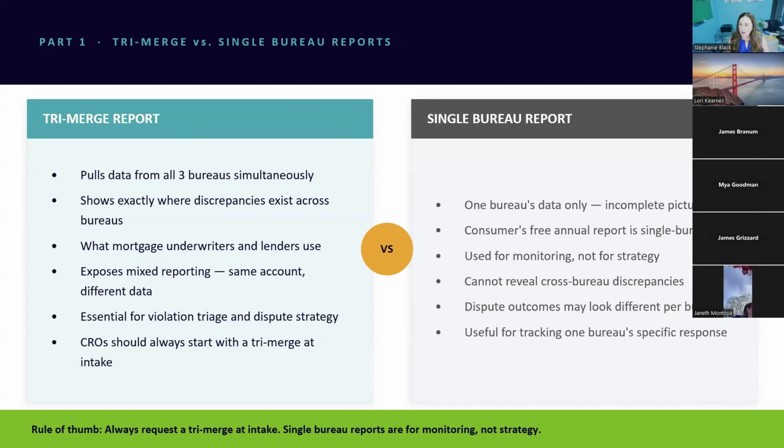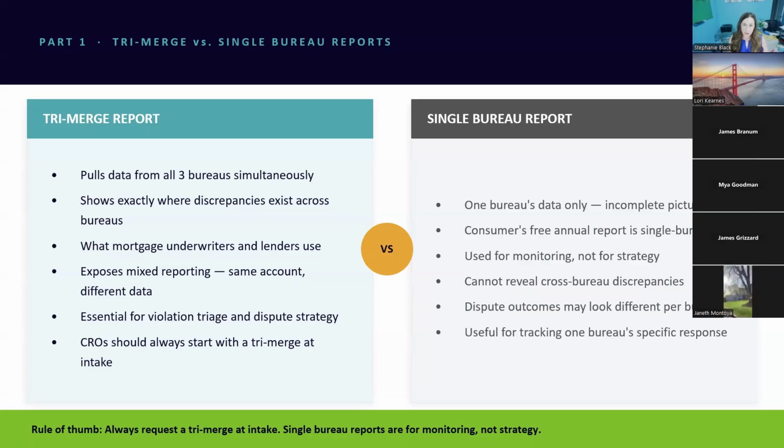Mortgage underwriters and lenders are using tri-merges. They're using FICO 2, 4, and 5, and soon they're going to be using VantageScore 4.0. But they always use a tri-merge credit report to pull from, unless they're just doing a one bureau report. But you need to know the difference. On a tri-merge, you can also see mixed reporting. In one bureau, you can't really find these things. So it's going to show you same account, different data, like what we just talked about.